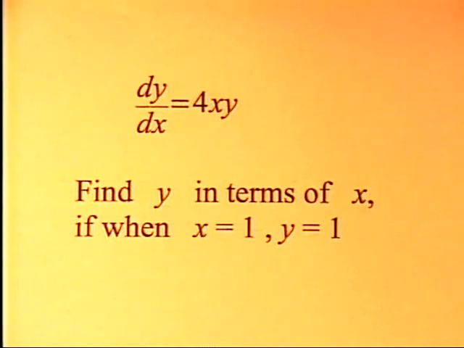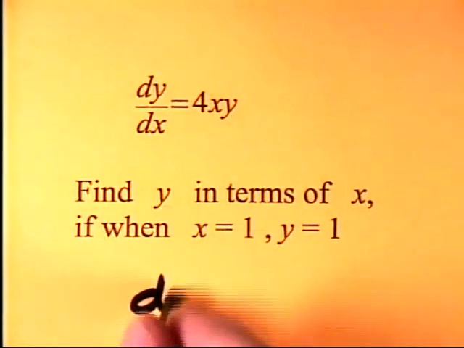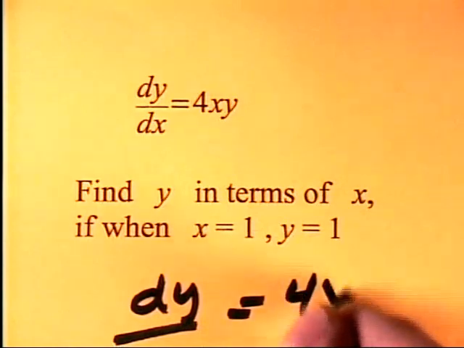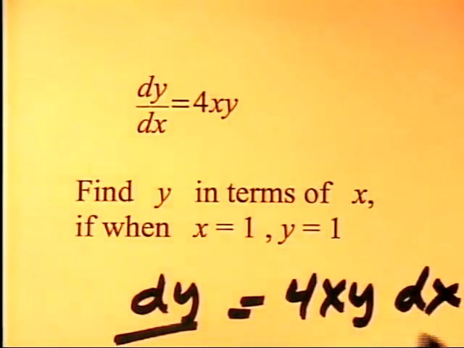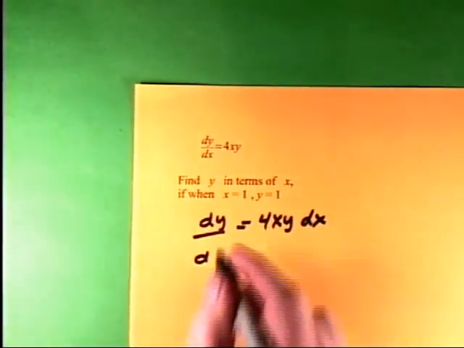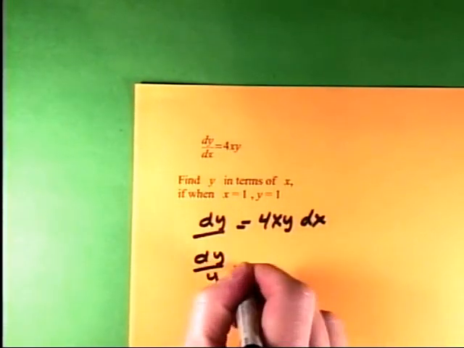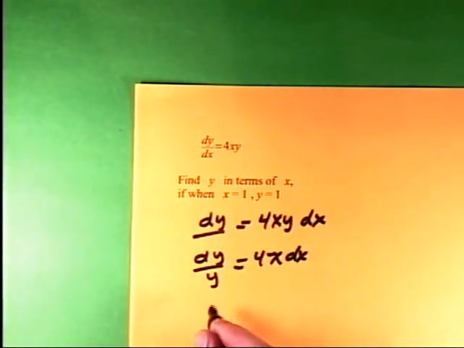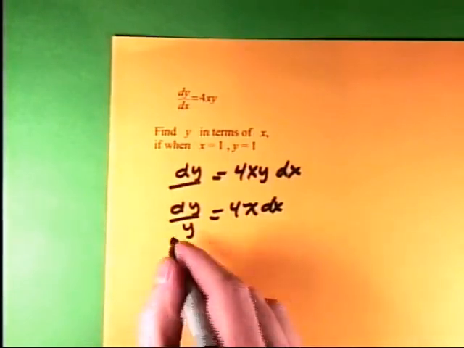Separate the variables, okay? So dy equals dx times 4xy. Then you bring the y over, divide by y. So dy over y equals 4x dx. Okay. And what? Integrate both sides.